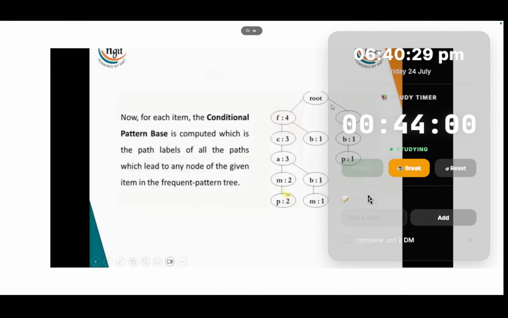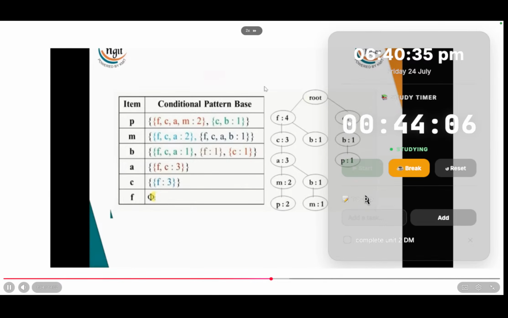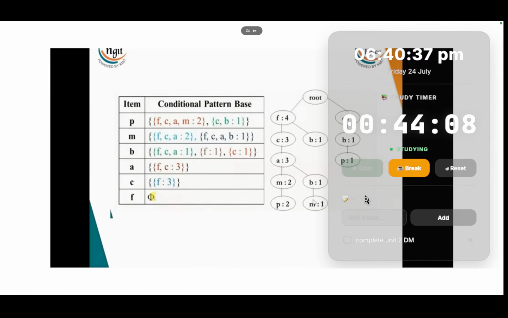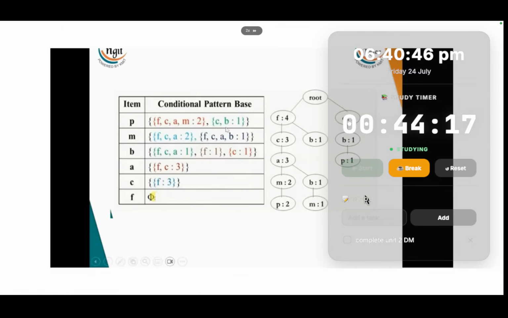So now we are creating the conditional pattern base based on the tree which is generated. This is the conditional pattern base. Let us start with the leaf node. So what are there in the leaf node? We have nodes like P and M, right? So let us start with P. For P, what are the paths we have? F, C, A, M, right? And we have one more path also for P, which is C, B, right? So these two were considered. And when you take F, C, A, M, what is the frequency count we have for P here? That is 2. So 2 should be mentioned here.